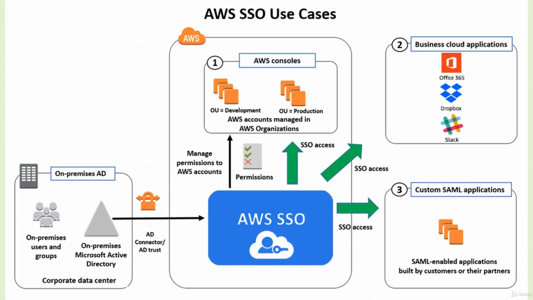This is a typical use case where there's an AWS console having development and production environments running on the cloud, where you could manage permissions to AWS accounts, and SSO access to various business cloud applications like Office 365, Dropbox, Slack. You can also manage custom SAML access, and you could also add on-premise Active Directory via the AD Connector or AD Trust using Microsoft Active Directory on AWS Cloud.